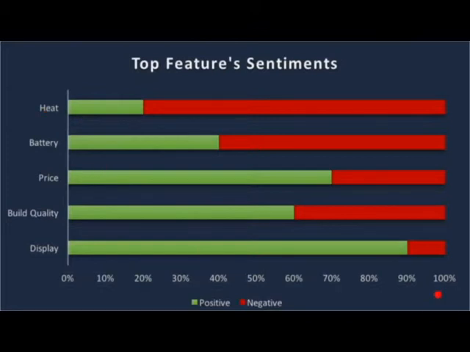A lot of people are talking about the heat problem, and the red one is negative. So people are not happy about your battery, in the sense that a lot of heat comes if the battery life is not good. And most of the people are happy about the price. It's a good takeaway, right? So you can increase the price and start to improve your battery or the heating problem.